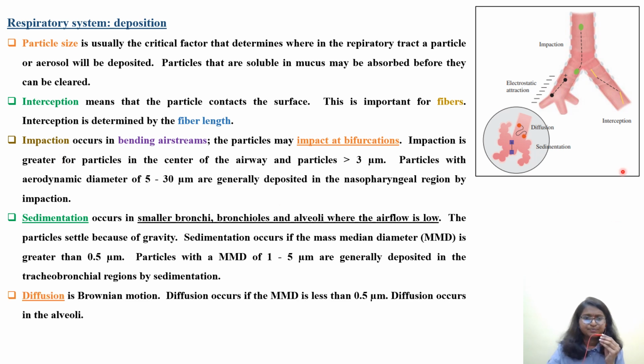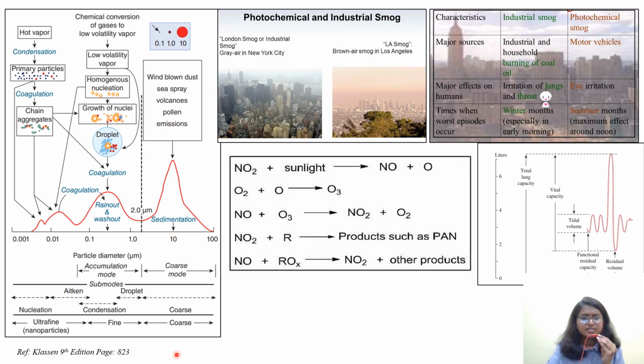Okay, let's see what diffusion is. Diffusion is Brownian motion. Diffusion occurs if the mass median diameter is less than 0.5 micrometer. Diffusion occurs in the alveoli. So you have to learn what interception, impaction, sedimentation, and diffusion are, and how particle size affects the different methods of deposition in the respiratory tract. This is taken from Casarett and Doull's, 9th edition, page number 823.